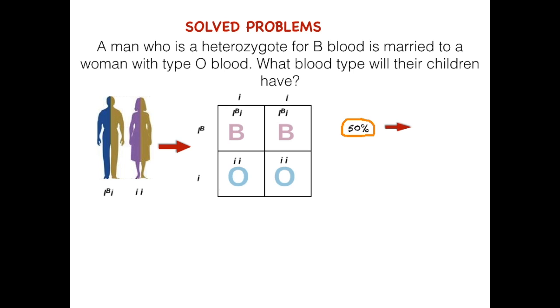So 50% of their children will have B blood type, and remember, all of the B blood types will be heterozygous. They will never have a homozygote B blood type child. And 50% will have homozygous O blood type. O can only be in a homozygote state. You can never have a heterozygote O because O is a recessive allele.